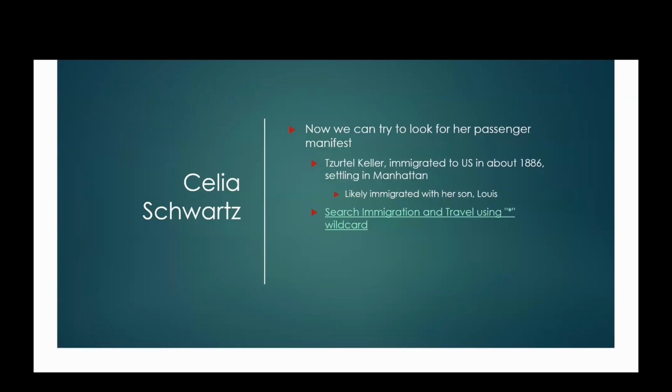Now we can identify that it was probably something like Sertel. Last name when she immigrated was Keller. She was married to her first husband, Naftali. She immigrated in about 1886 and settled in Manhattan. And she likely immigrated with her son, Louis. So this is all information that we have either found just in the last half an hour or have found in our record searches prior to this through her census records and her children's birth and death records. So let's go back into Ancestry and see if we can find her passenger manifest.